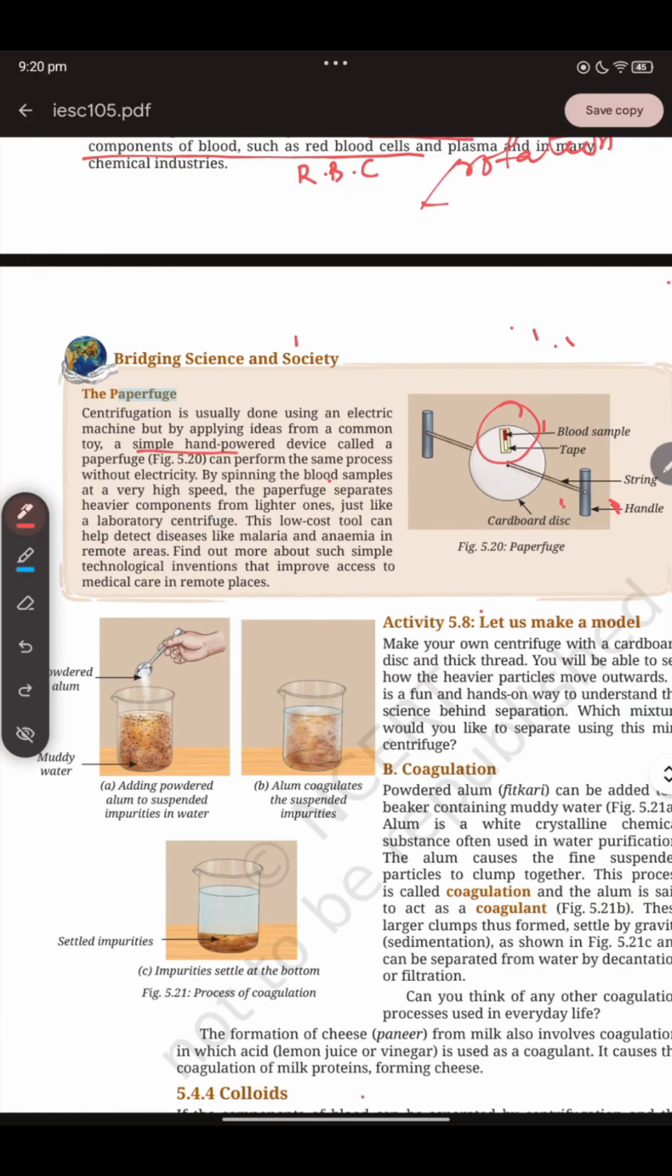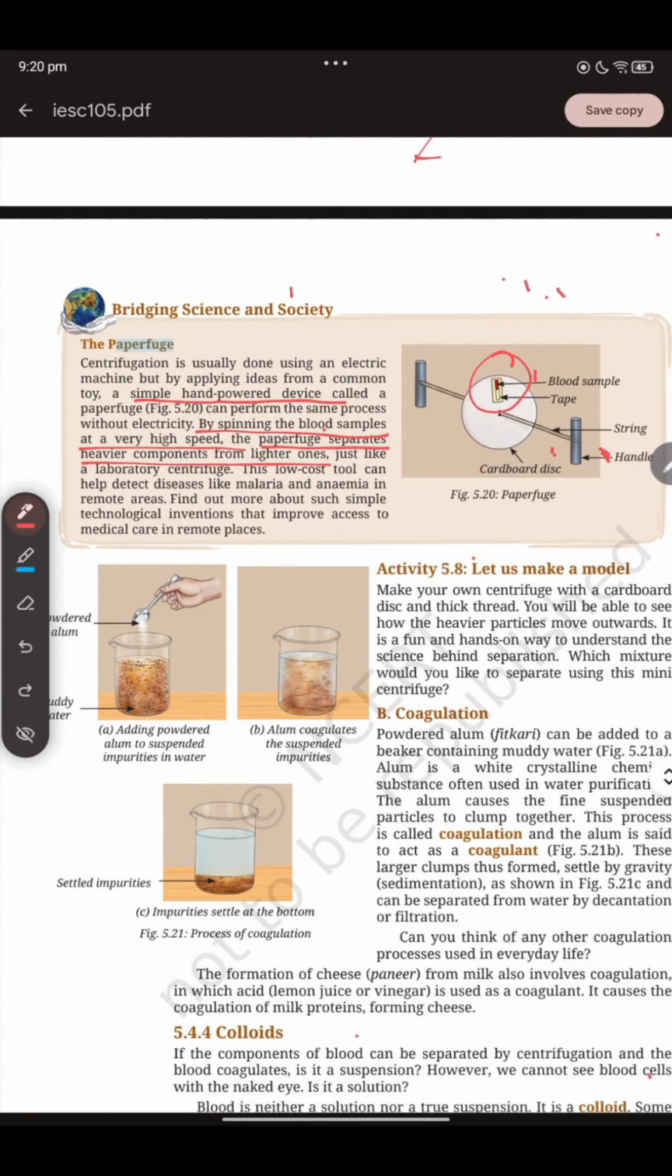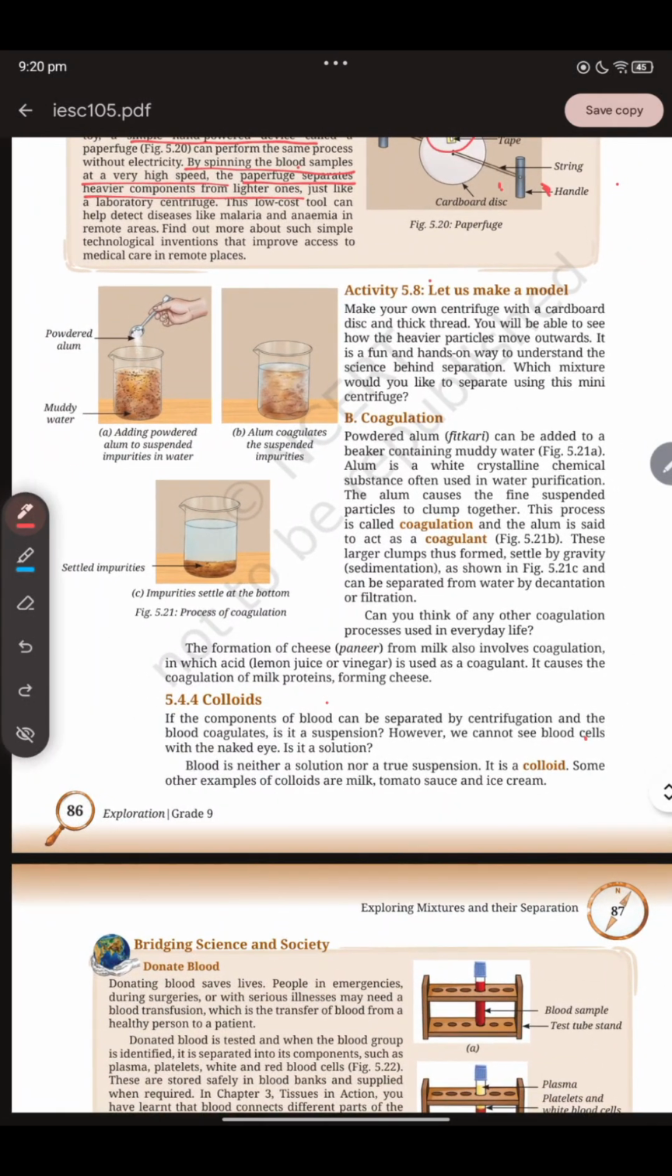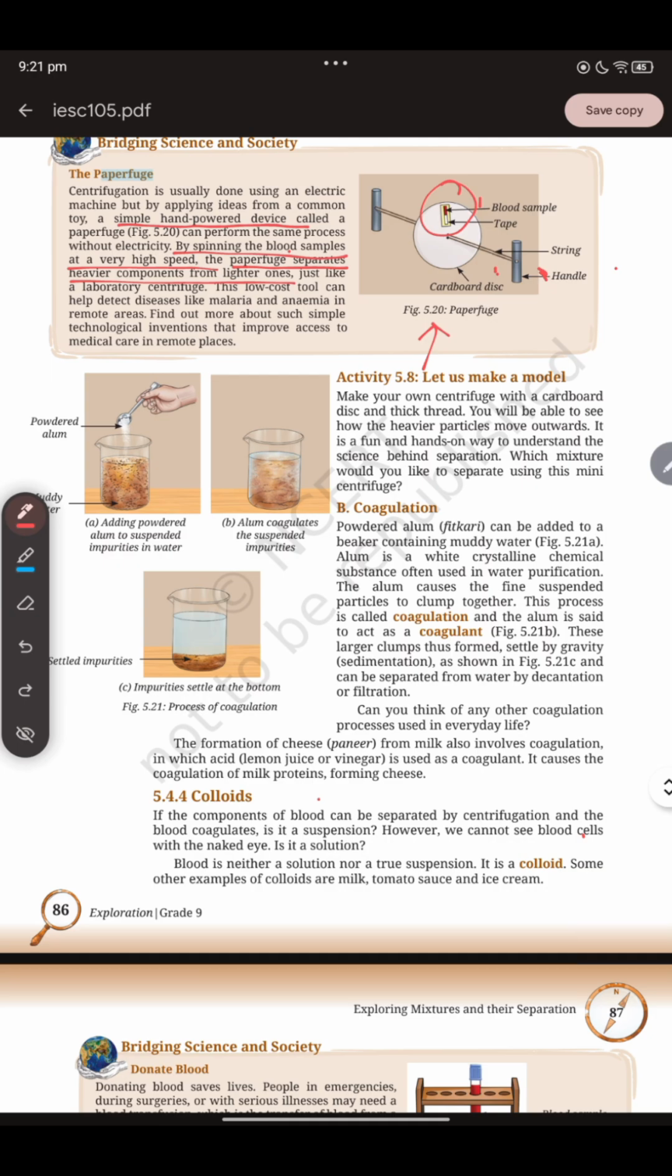It is a simple hand powered device. What is happening over here? Here you have taken the sample and now you rotate it. By spinning the sample at high speed, the paperfuge does the same thing. The heavier particles settle at the bottom and the lighter liquid is at the top. Now here we will see another activity: make your own centrifuge with a cardboard disc and a thick thread. This is the paperfuge activity. You can do it. The next method of separation is coagulation.